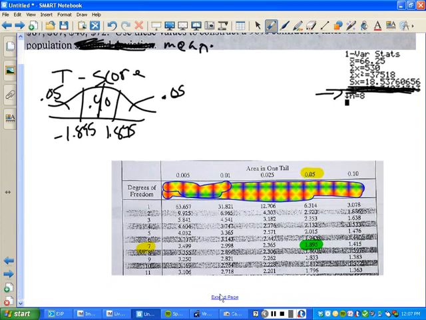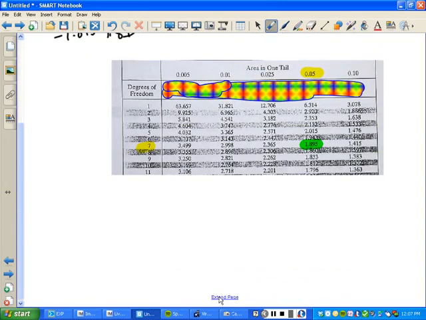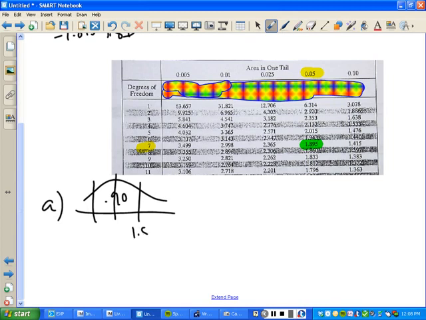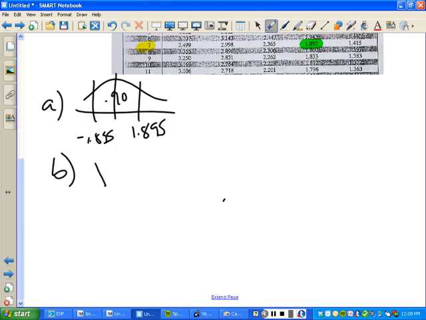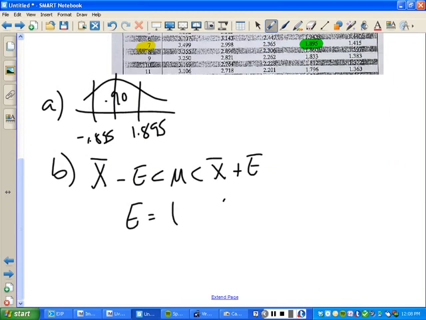Okay. All right. So once you have that, just to refinalize, part A would be 0.90. This is 1.895, negative 1.895. Part B, you got to know the formula. The formula is x bar minus e is less than mu, which is less than x bar plus e, where e is equal to t times s over the square root of n.